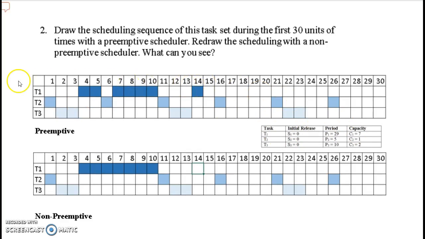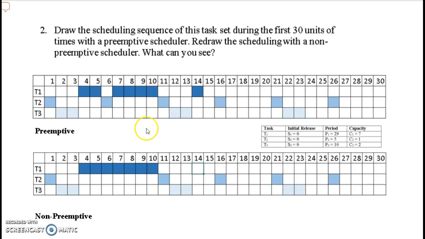Because T1 has a period of 29, it runs 7 times. This means when T3 finishes, T1 will run. But when it has run 2 times, it's already at 5. Which means for the next 5, from 6 to 10, T2 will run first because it has the highest priority. So for 6 here, T2 will run first. Then T1 will continue running, 1, 2, 3, 4. We will continue running 4.